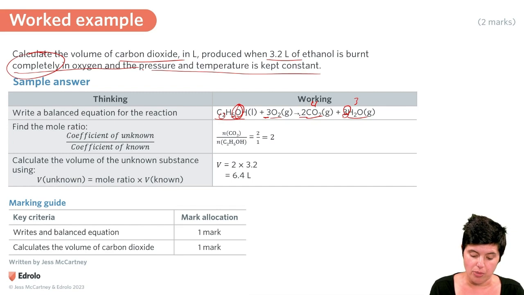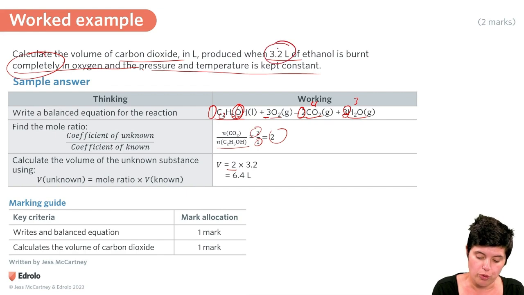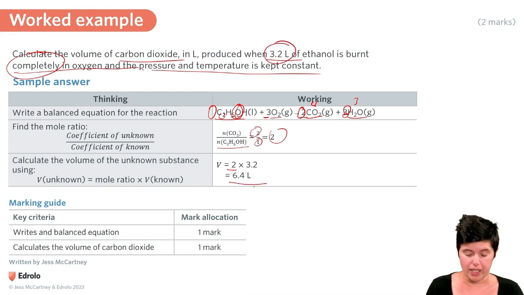Then we're going to look at our ratio, which is unknown over known. The unknown is the carbon dioxide. There is a 2 in front, so that's where that 2 comes from. The known is the ethanol, which is that. There is nothing in front, so that means that's a 1. So that makes that a 2. The volume of the unknown is equal to the mole ratio, which we just calculated here, which is 2, times by the volume from the question, 3.2. That gives us 6.4 litres.